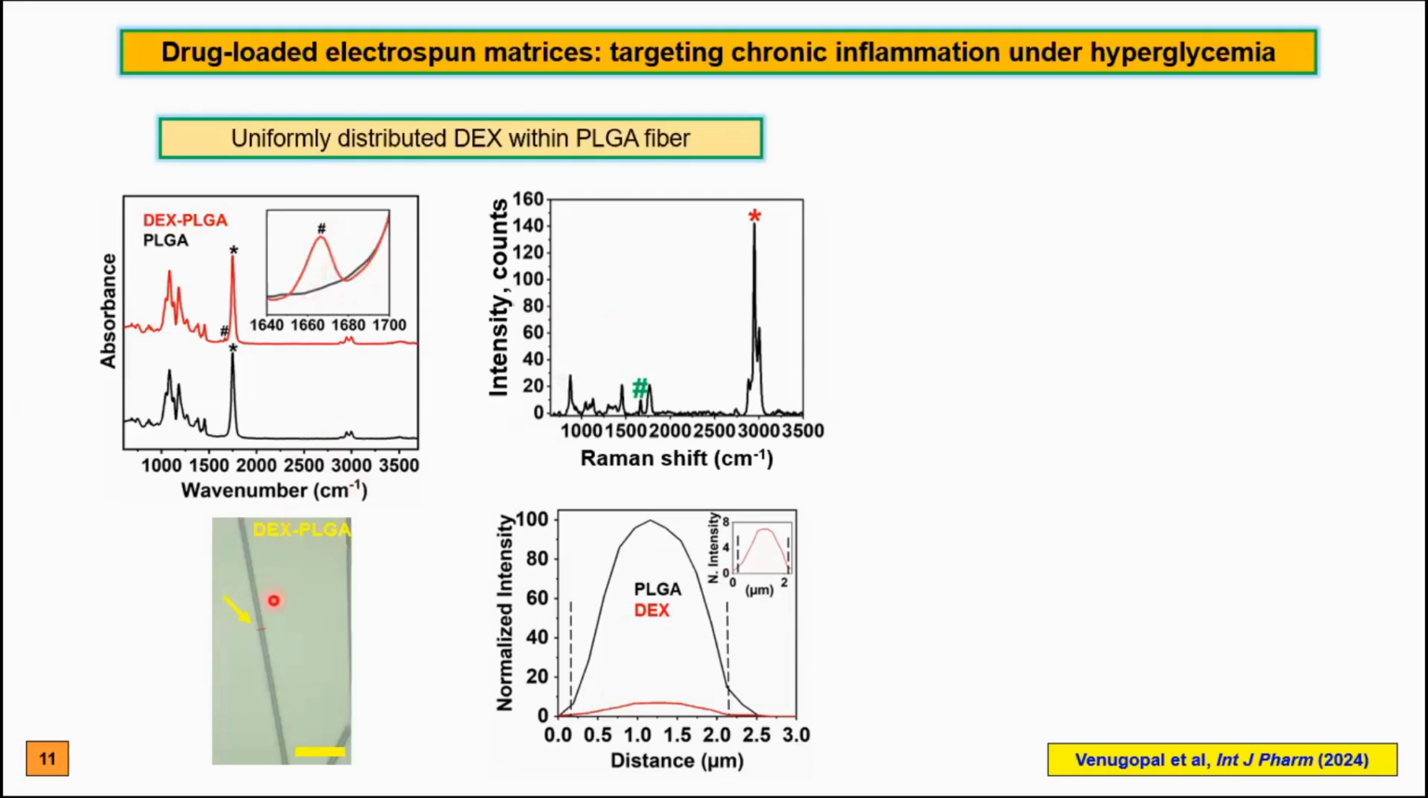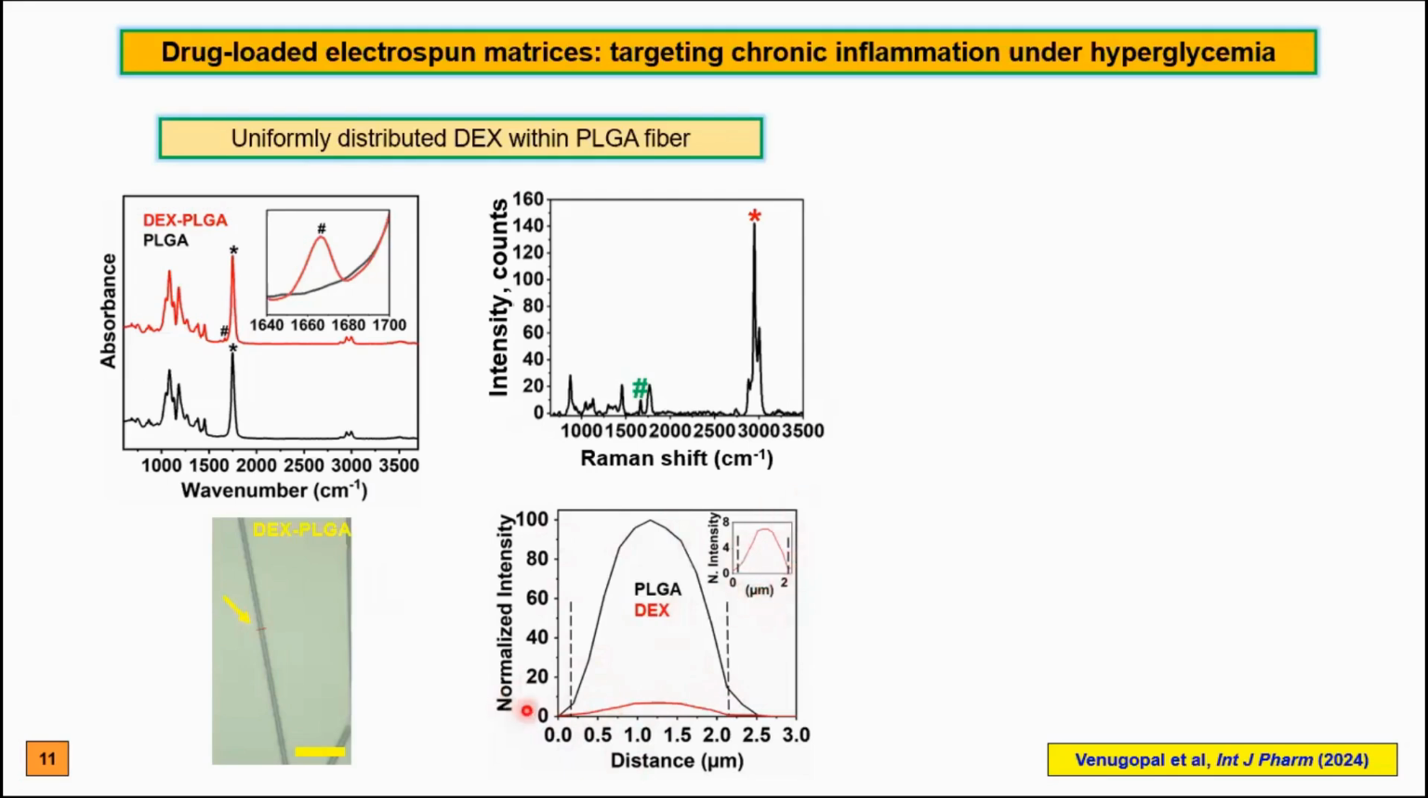We've done Raman line scanning here, and I'll walk you through this a little bit. So shown here is a Raman spectrum, and the red and the green are peaks marked for the fiber and the drug respectively. If you take a single fiber, as shown here, and the arrow points to where we have done the Raman line scan, so if you go through the fiber radially and plot the normalized intensity of the drug and the polymer, what we were able to show is the drug is uniformly distributed. And because of the differences in intensities, we're showing an inset here for the drug peak alone.